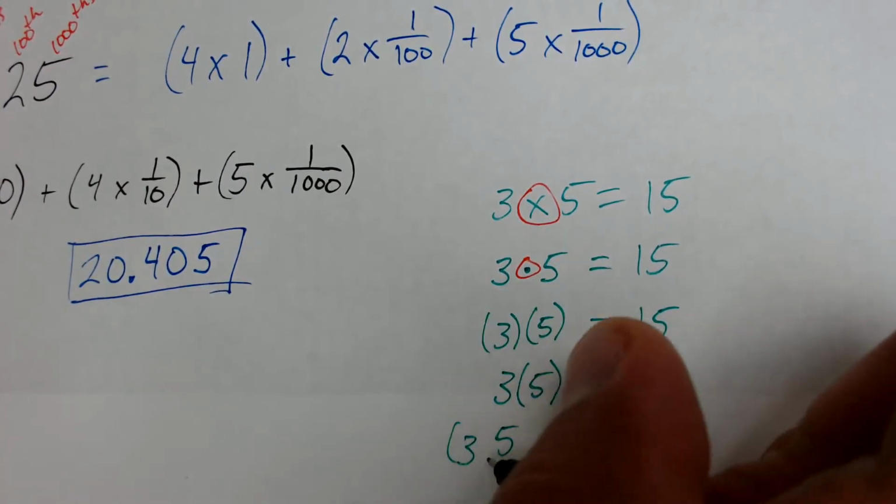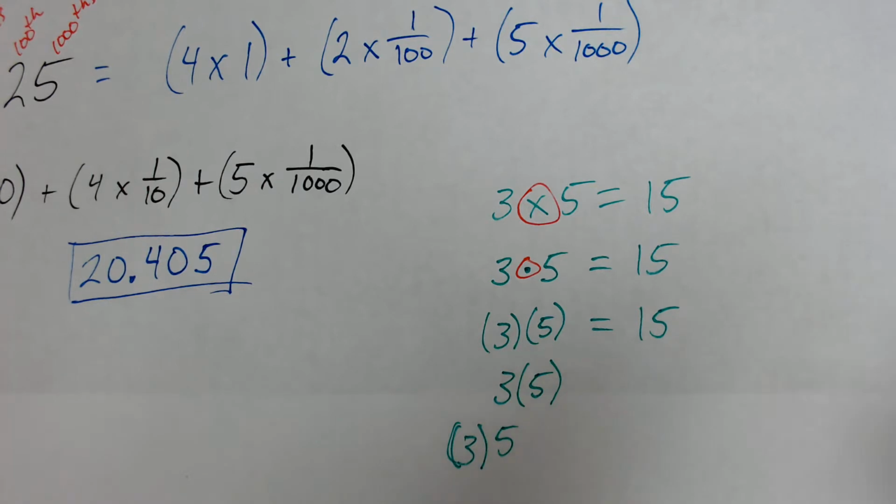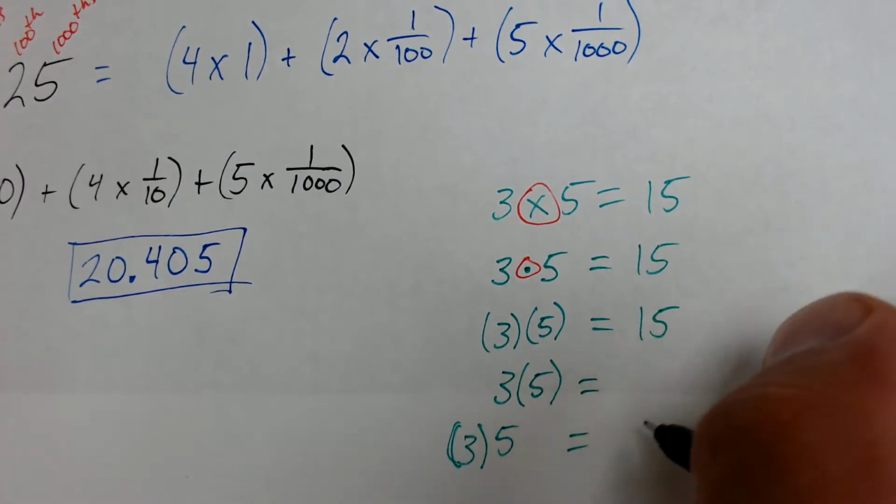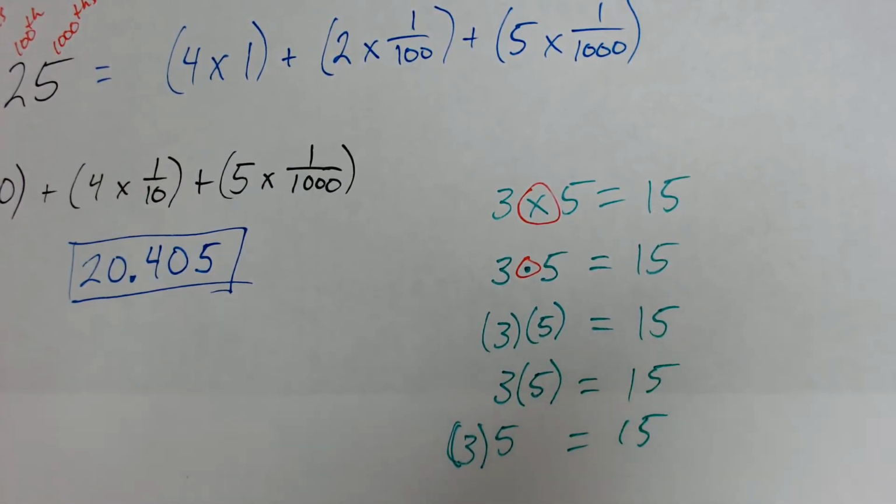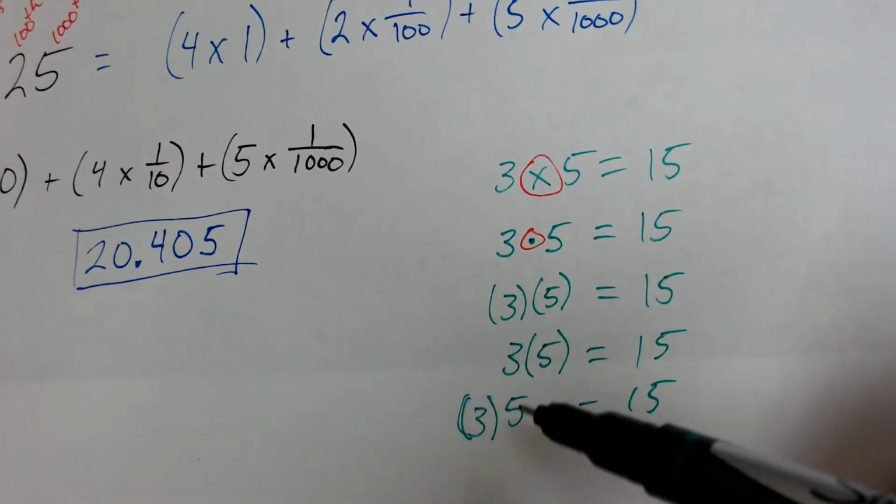We'll move this 3 in parentheses and then 5 on the outside. That could also mean multiply. So all of these equal 15. And these are just different ways of writing the multiplication symbol.